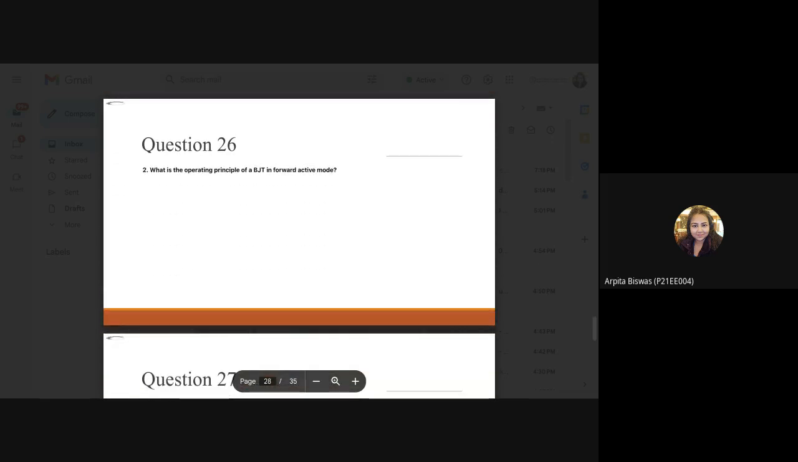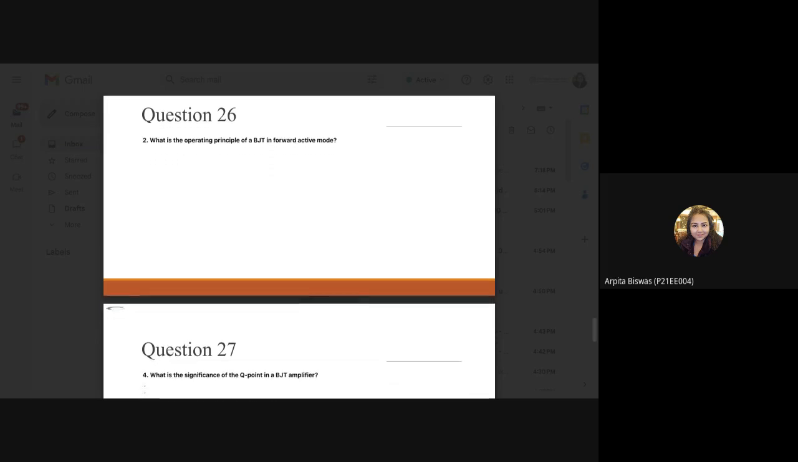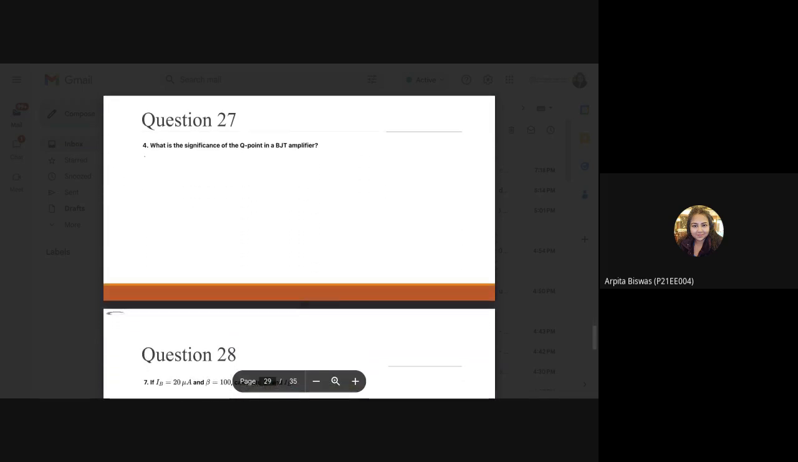So this is question number 26. What is the operating principle of a BJT in forward active mode? Anyone, any of you? The base emitter should be forward biased and the base collector should be reverse biased, ma'am. Yes, the base emitter junction is in forward bias and the collector base junction is in reverse bias. Good.